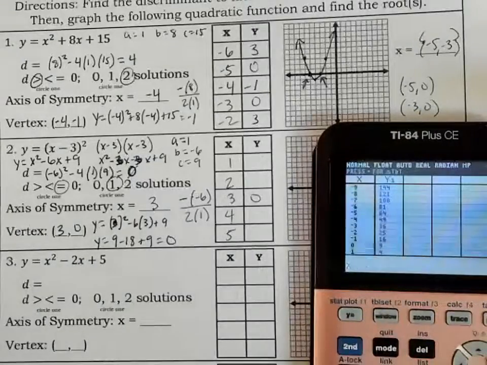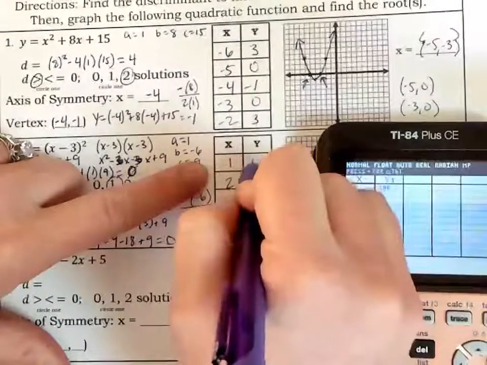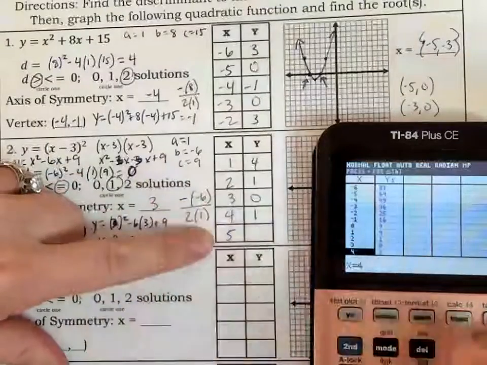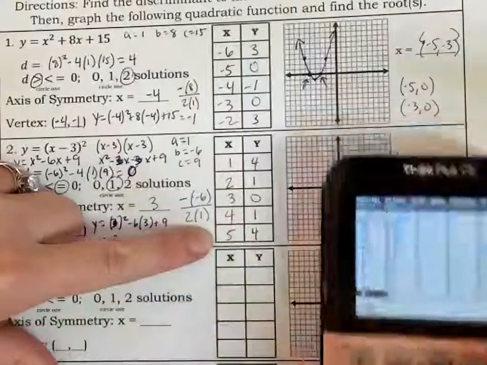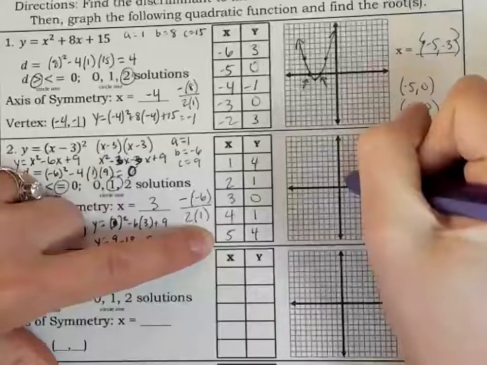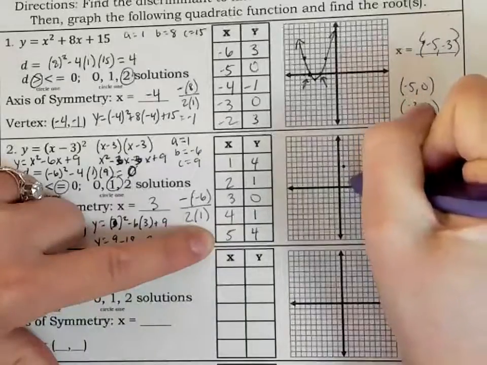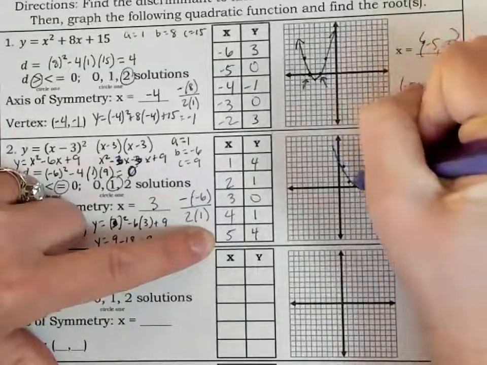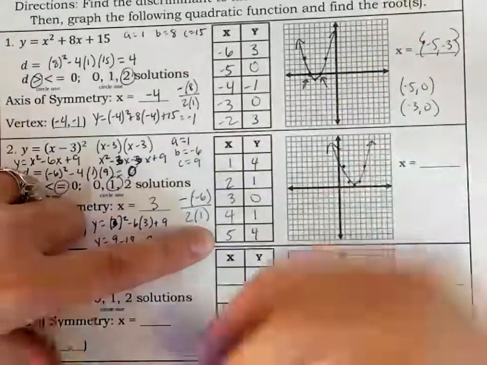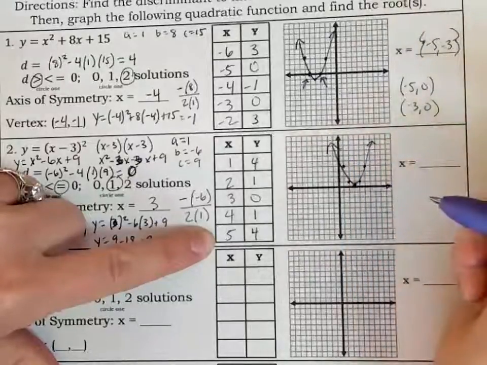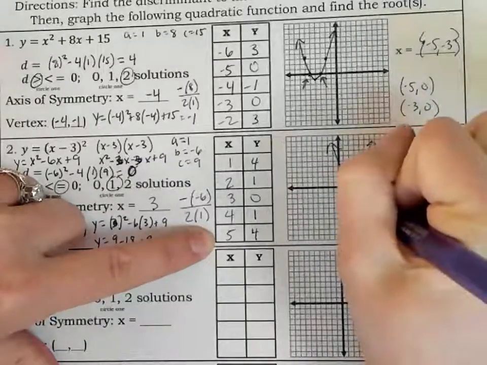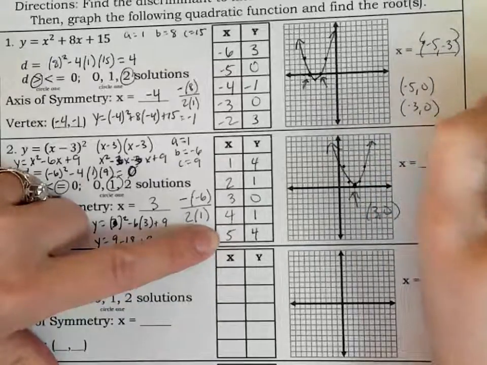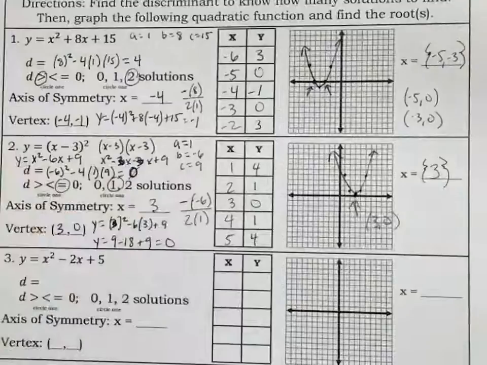If I look down here, I have that 1 is 4, 2 is 1, 3 is 0, 4 is 1, and 5 is 4. So we're going to go ahead and plot those points. So I end up with 1, 4, 2, 1, 3, 0, 4, 1, and 5, 4. Graph those. And I notice that this touches right on the x-axis at the point 3, 0. And so my solution here is only going to be x is equal to 3.